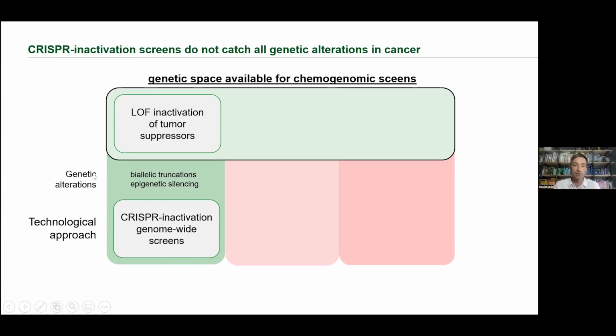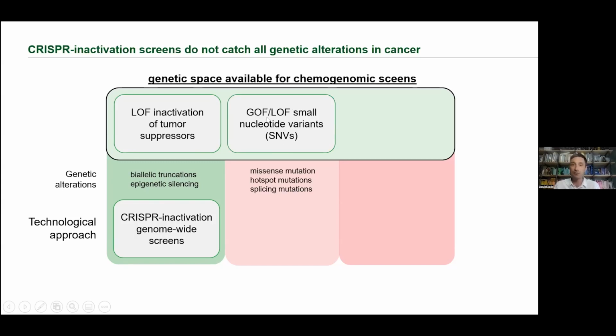However, there are other genetic alterations in cancers that are not loss of function. So for instance, we can have gain of function or loss of function small nucleotide variants. And this looks like missense mutations, hotspot mutations, or splicing mutations. And so we can't use a loss of function screen to identify these, but we can use other technological CRISPR approaches to screen for these, which might be base editors. So we can use CRISPR to introduce small nucleotide variants and screen that way.